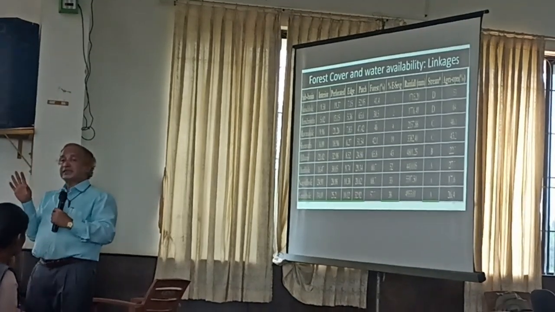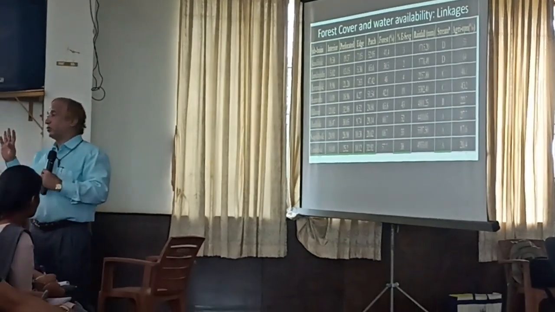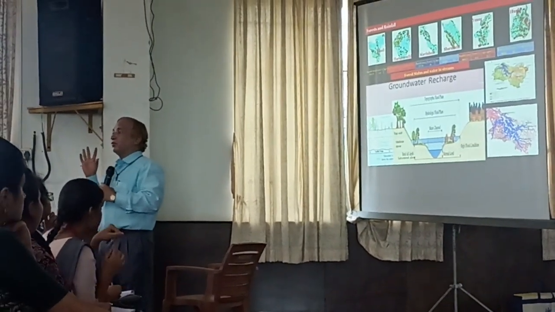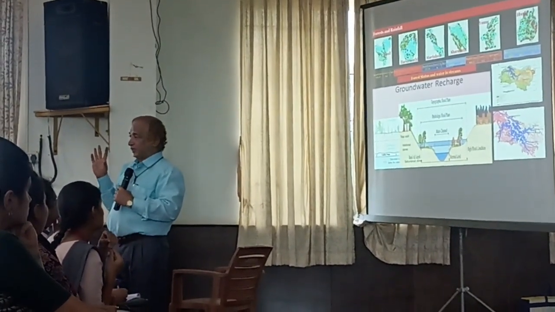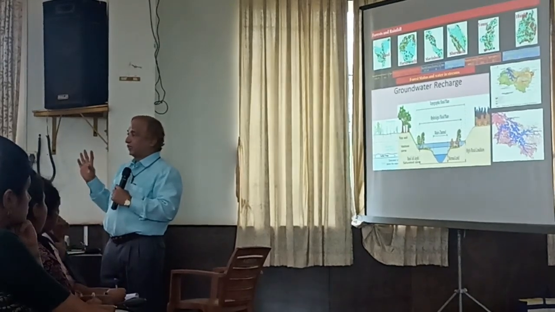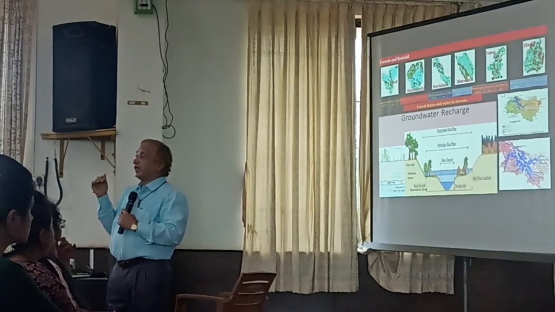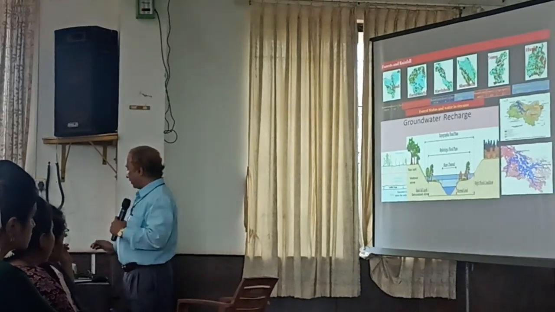see, we graded the streams as A, B, C, D, the water body as A, B, C, D. The A are the ones which have water throughout the year. B are the ones with 8 months, C are the ones with 6 months, and D are the ones with 4 months. Now let us see where A, B, C, D kind of water bodies are there.